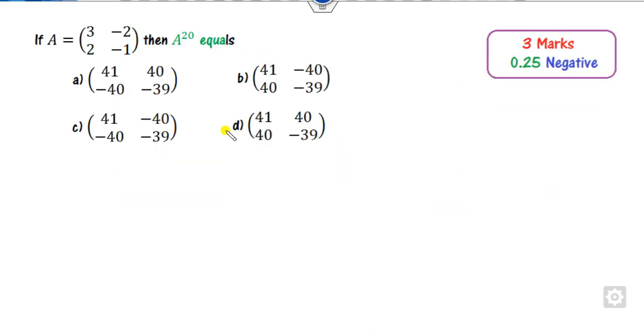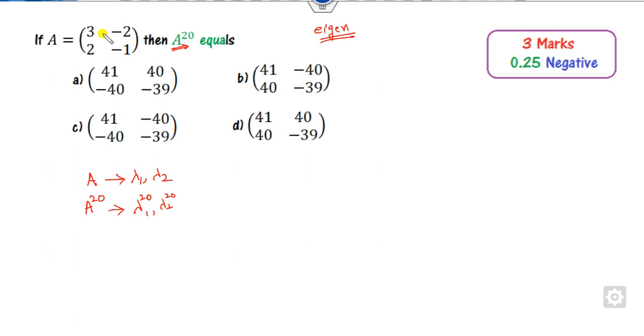Look at another one. Again, you have to find the value of A to the power 20. Again, we will try to find the eigenvalues of A. If the eigenvalues are lambda 1 and lambda 2, what are the eigenvalues of this matrix?